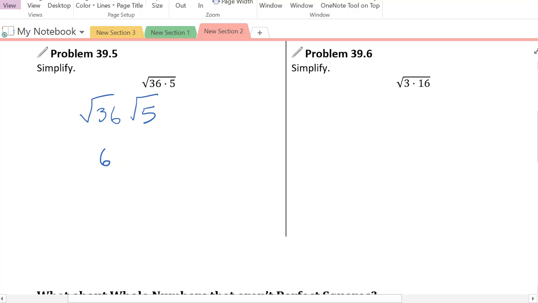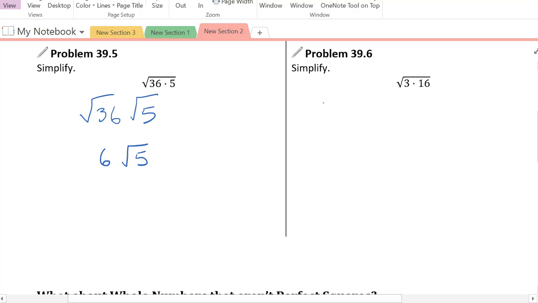And is 5 a perfect square? Meaning, is there two numbers multiplied that give me 5? I mean, two of the same number, right? Is there any number multiplied by itself that gives me 5? And the answer is no, right? So if it's not a perfect square, then you just rewrite it as radical 5, and that's it.